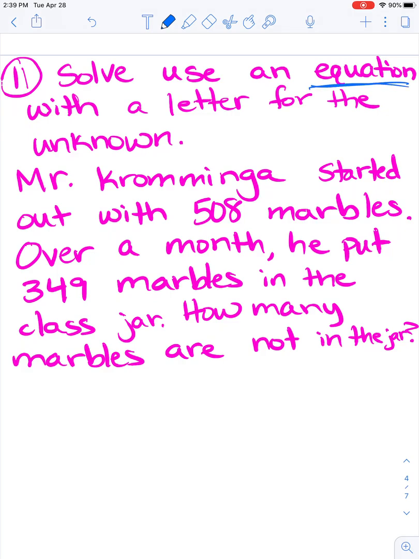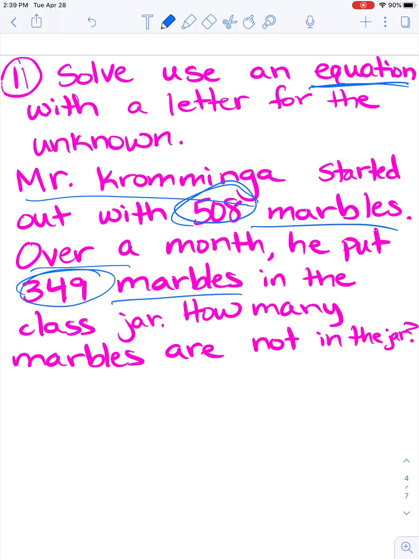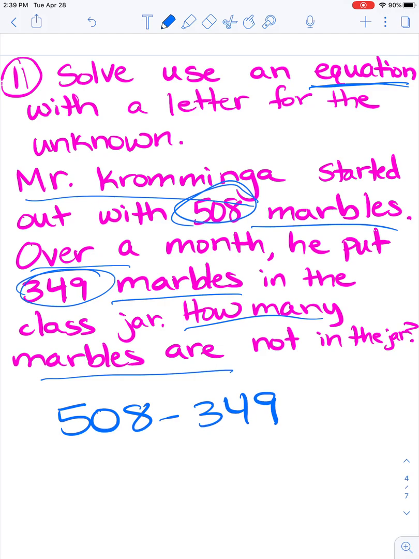Here we're going to solve using an equation, again, horizontally, with a letter for the unknown. Mr. Kreminga started with 508 marbles. Over a month, he put 349 marbles in the class jar. How many marbles are not in the jar? So I want you to take 508 and I want you to take 349 and put them away. What did you do there? You just took one group. You didn't divide, you subtracted. You're going to take 508 minus 349 equals M for marbles.